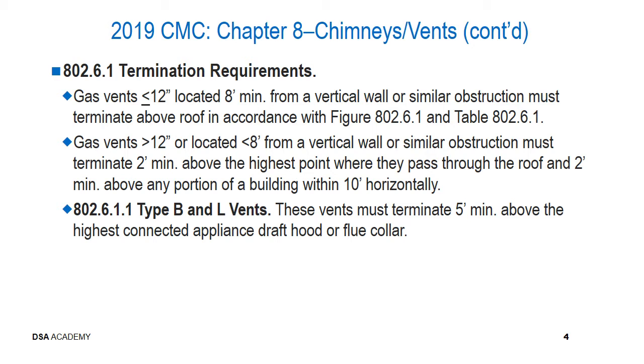For type B and L vents, these particular vents are required to terminate 5 feet minimum above the highest connected appliance draft hood or flue collar. And to clarify, type B listing hoods are basically draft hood equipped and gas-fired appliance vents. Type L are distinguished by being oil-fired or natural gas-fired appliance vents.